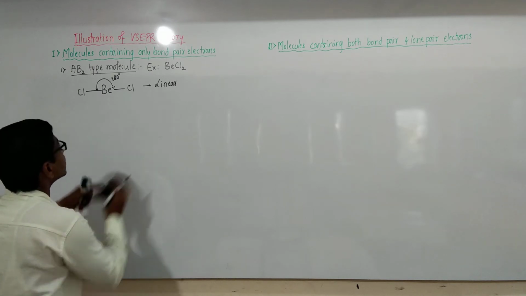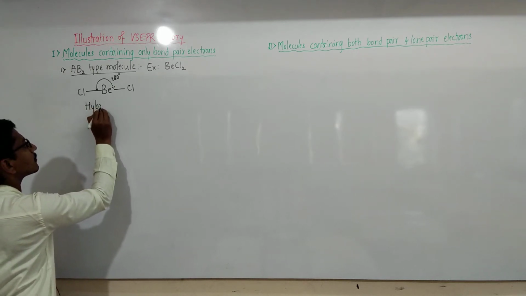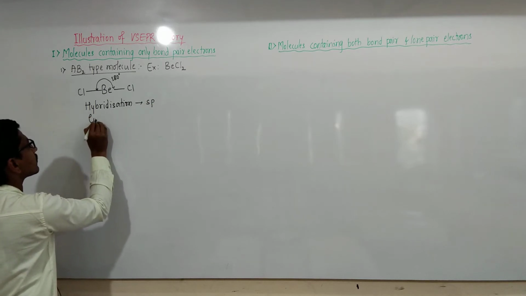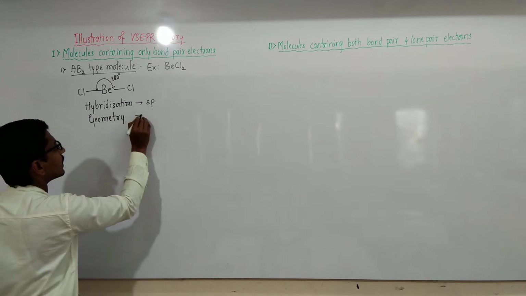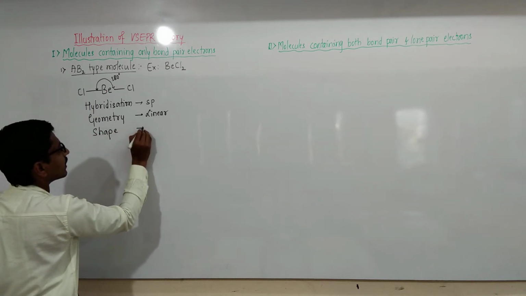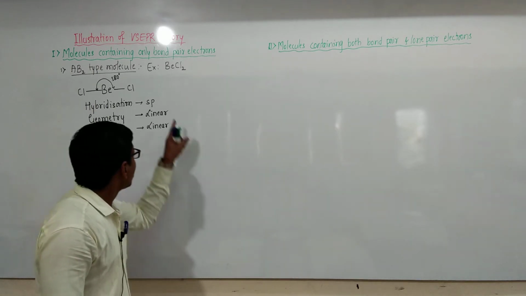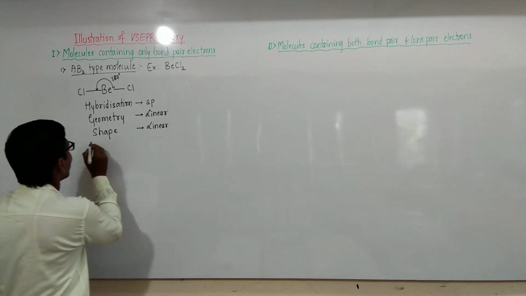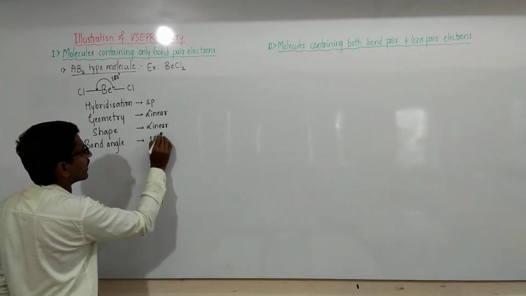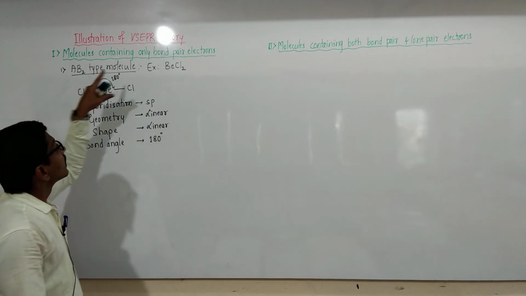Then based on valence shell electron pair repulsion theory, the illustration of beryllium chloride is: hybridization of the central atom beryllium is sp, geometry of the central atom beryllium is linear, then shape of beryllium chloride is also linear, because if the central atom is only surrounded by bond pair electrons, the geometry as well as the shape of the molecule is similar, and the bond angle is 180 degree.